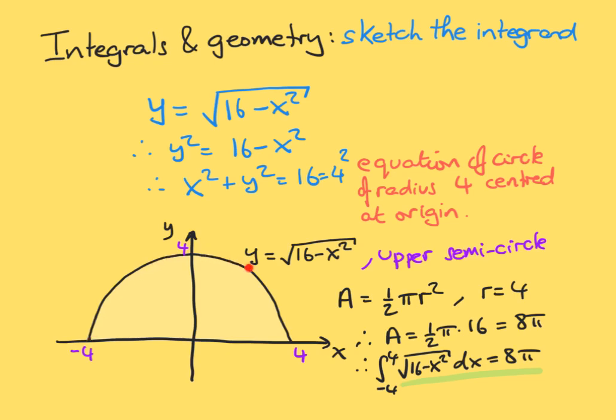And this area here is half the area of a circle, pi r squared. Our radius is 4, so the area is a half pi times 4 squared, 16, so it is 8 times pi. So this is the value of our integral, which you could calculate using somewhat more sophisticated techniques, but geometry gives us this example for free.